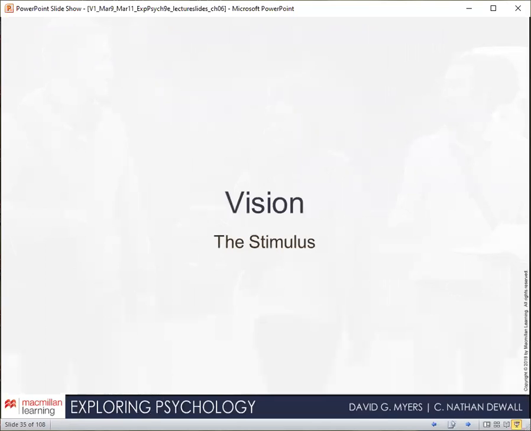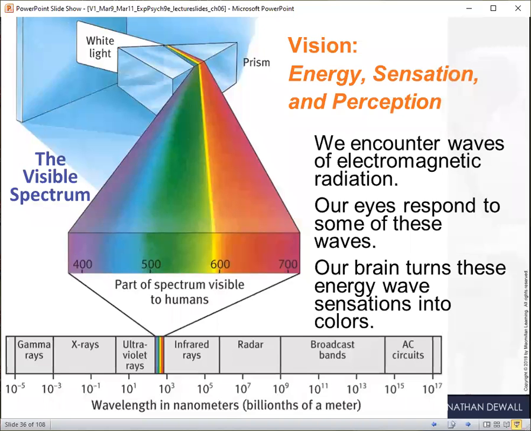So let's start off with vision, the most important sense that we have. We don't want to lose our sight. We rely so much on our vision that the idea of losing vision is particularly scary to us. So let's start off by looking at the stimulus. And the stimulus is light. We encounter waves of electromagnetic radiation. Our eyes respond to some of these waves. Our brain turns these energy wave sensations into colors.